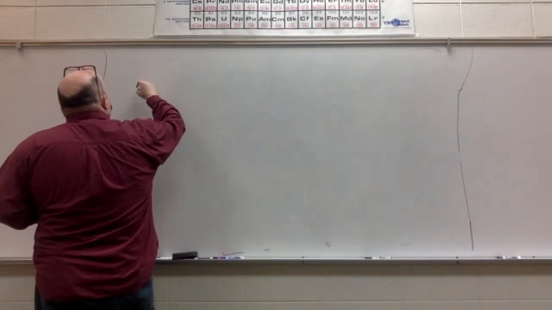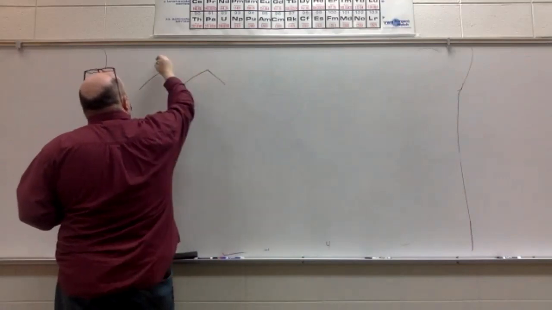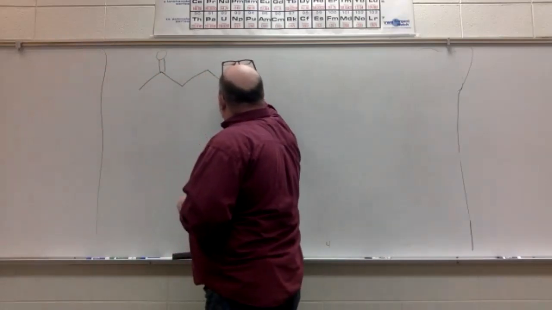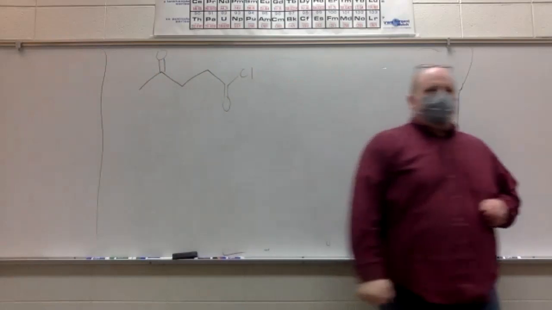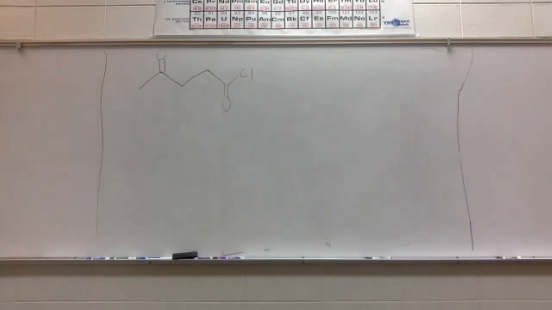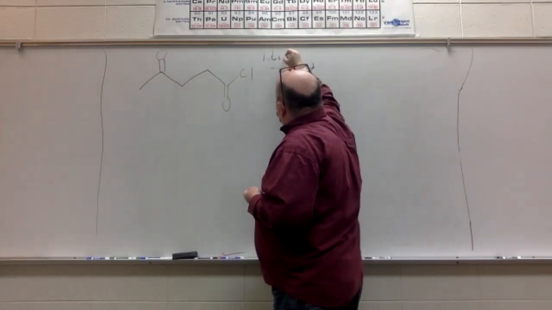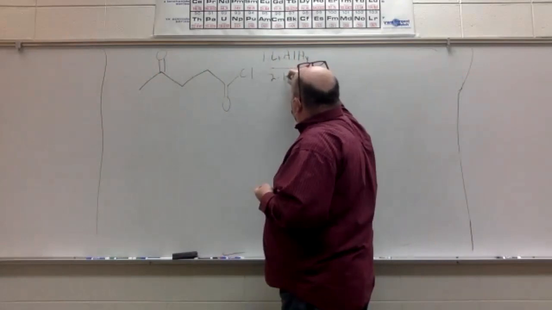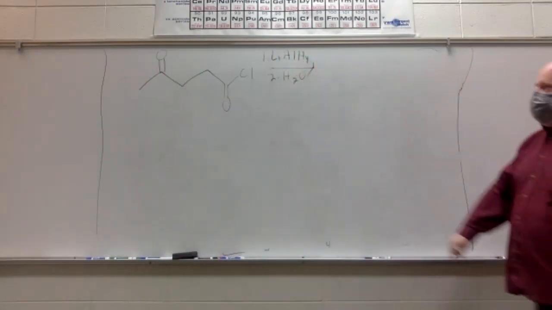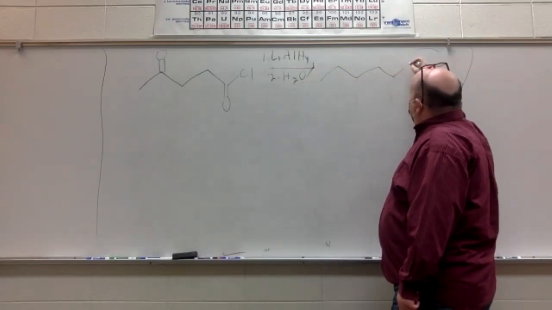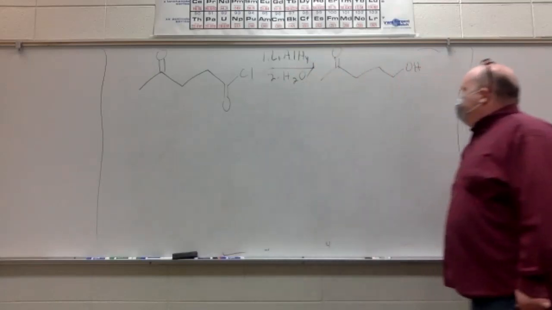Let's say we had something like this. That's a compound that's got both a ketone group and an acid chloride. Here's what we want to do. We want to react it with lithium aluminum hydride and water, and we want to react it specifically at the acid chloride group. And we want to try to make that compound. That's our target.